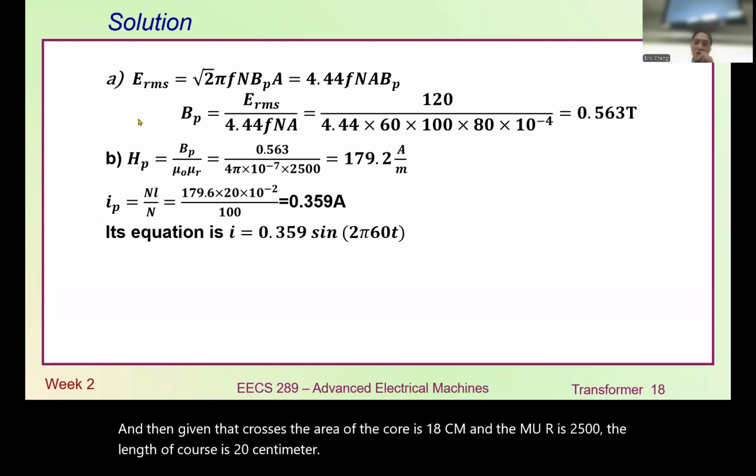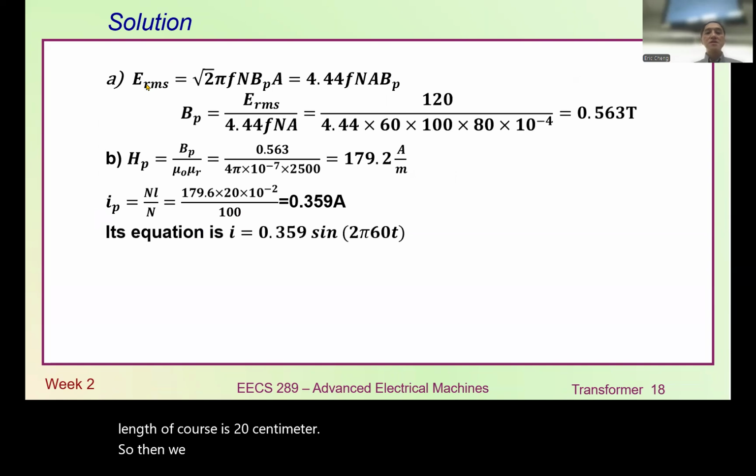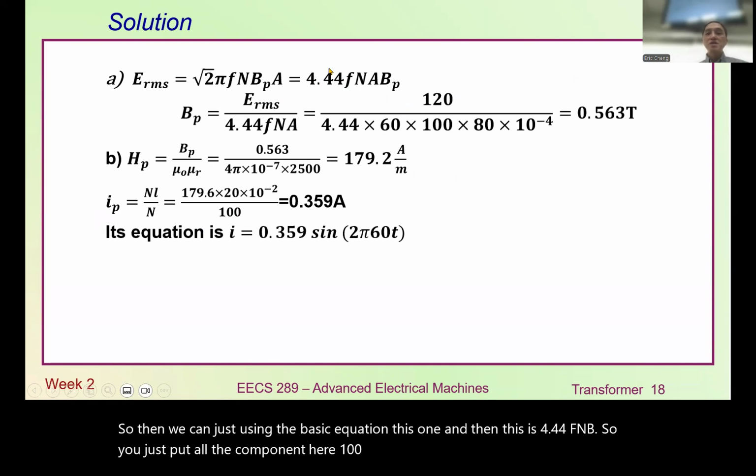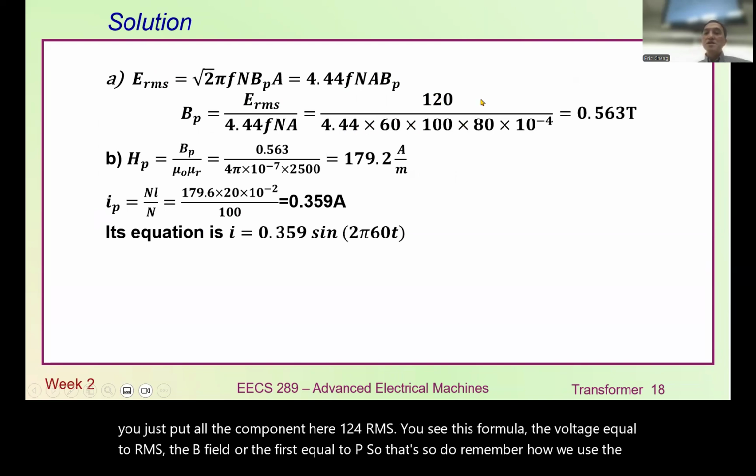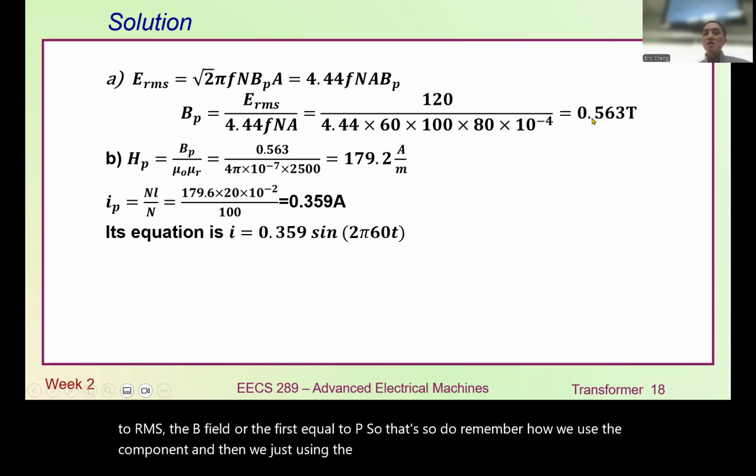So we can just use the basic equation, this one, 4.44 f n B. We put all the components here, 120 volt RMS. You see in this formula the voltage is RMS, and the B field or the flux is peak. So do remember how we use the components. Then using the formula, we can work out B equal to 0.56 Tesla.